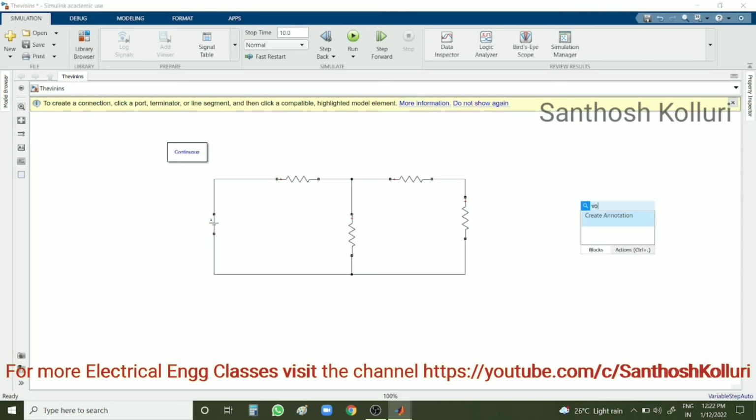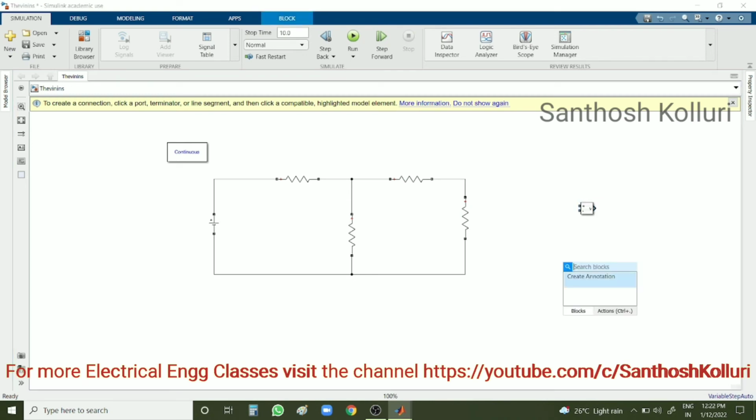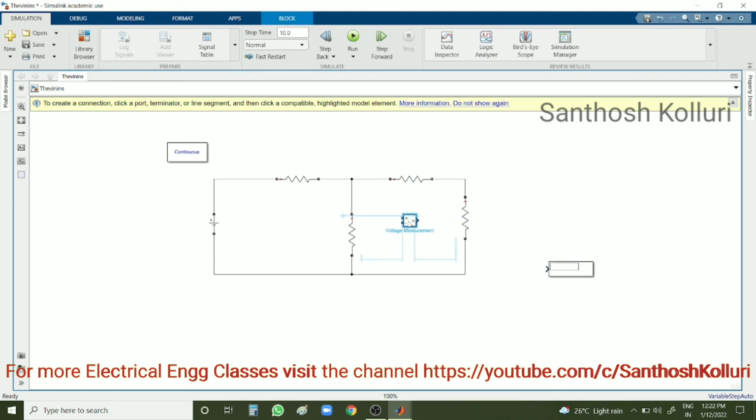Now to measure Thevenin's voltage, we need a voltage measurement component. That block I have considered here, and also to know the value, we have a display component here. Both are connected across the 100 ohm resistor, because as we are opening the load resistance, the Thevenin's voltage will be the voltage across the 100 ohm resistor only. So I am opening the terminals A and B such that the load resistance is removed from the circuit and the Thevenin's voltage is calculated across the 100 ohm resistor.